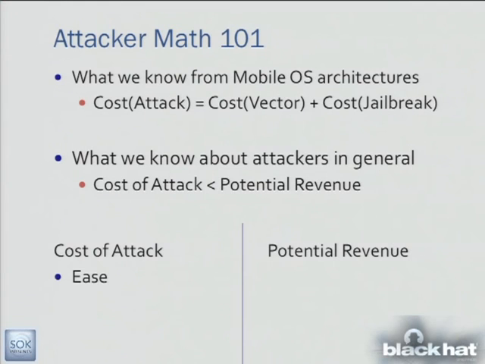So normally, in security, we deal with the possible, we deal with the ease of exploitation. Can somebody yell out other things that might affect the cost of an attack? What would make it easy to attack a mobile phone?